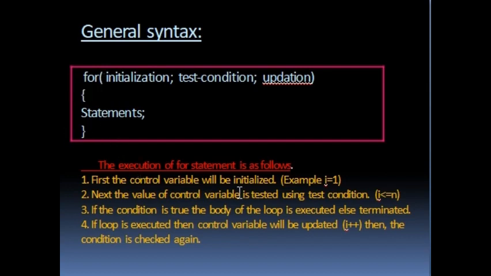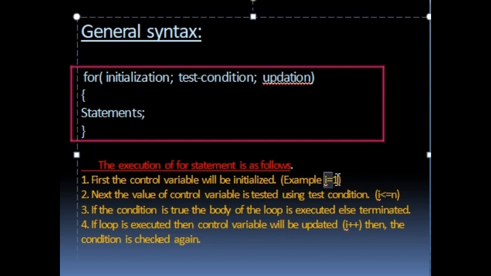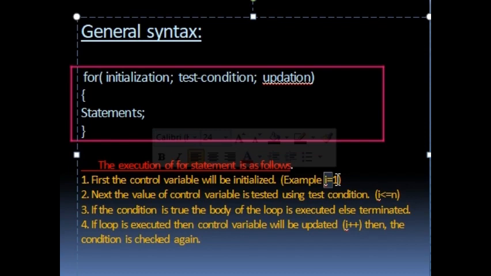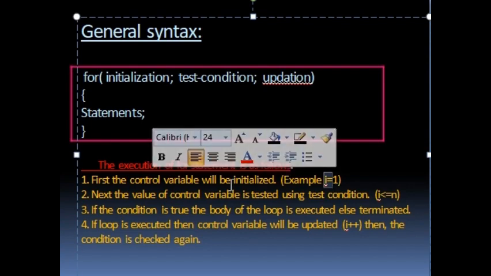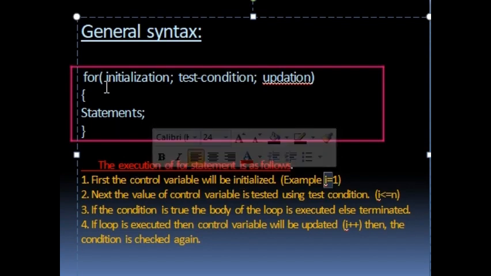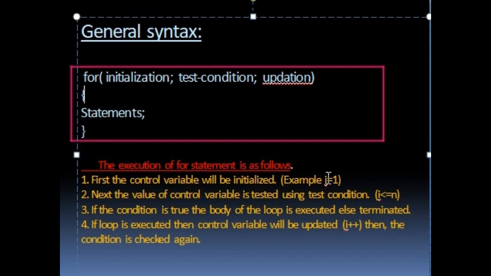Here they are explaining. See, first the control variable will be initialized, for example, i = 1. What is this? Initialization means we have to take a variable. Variables can be of whatever data types you are taking; that will be the syntax. They will be initialized with the help of the for loop. See here, what is happening in initialization? Here we take i = 1. Why? Because this initializes it.